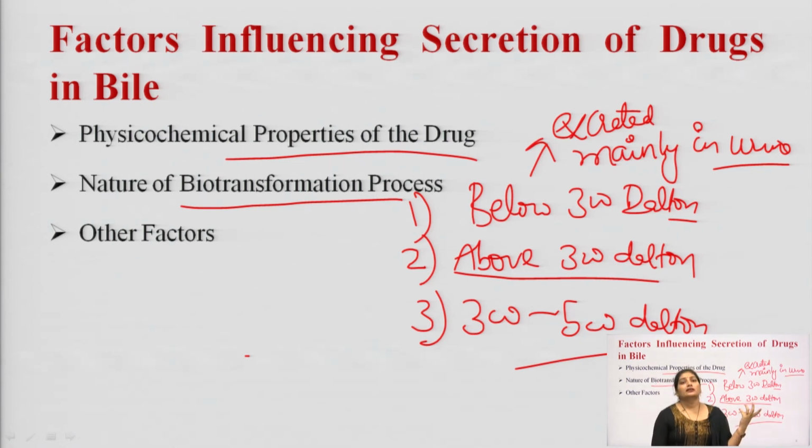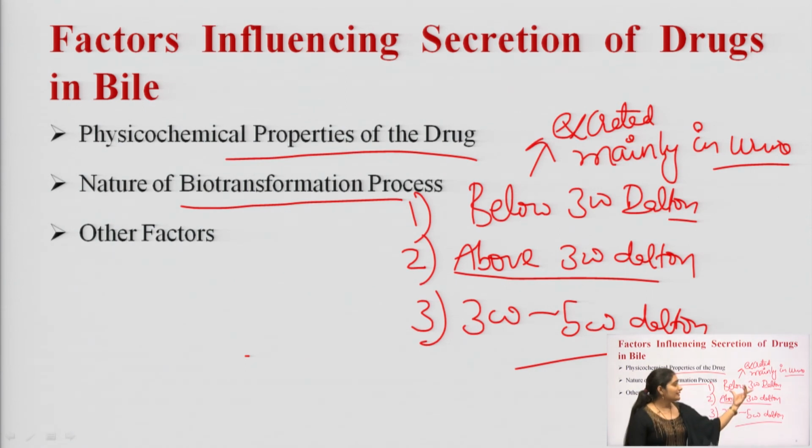Okay. Likewise, in the renal excretion of drugs, there were certain factors that affected the secretion of drug through the kidney. Similarly, there are certain factors that can affect the secretion of drug into the bile. Okay. These factors are physicochemical properties of the drug, nature of the biotransformation process, and some other factors. In case of physicochemical properties of the drug, it is the molecular weight that can affect the secretion of drug into the bile. So, on the basis of molecular weight, we can have 3 different categories.